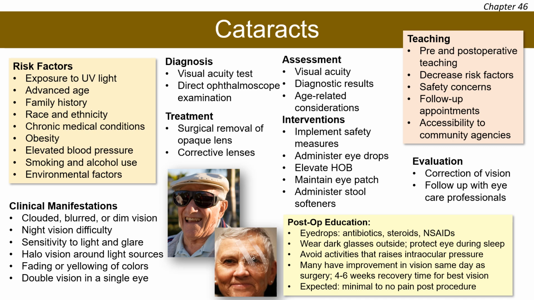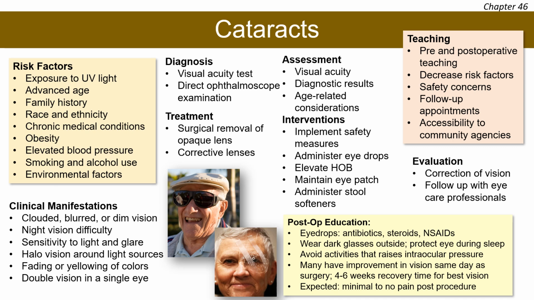Advanced age, just hitting the age of 60 will put you at risk of getting a cataract, but you can get a cataract at any age. Family history, cataracts tend to run in families, so we want to make sure we ask that question. Race and ethnicity, African Americans and Hispanics have a much higher risk of cataracts than Caucasians. So again, you want to make a note of that when you are assessing your patient. And any chronic medical condition can also contribute to the formation of cataracts, especially if it affects circulation in the body, like diabetes, hypertension, smoking, and other environmental factors.